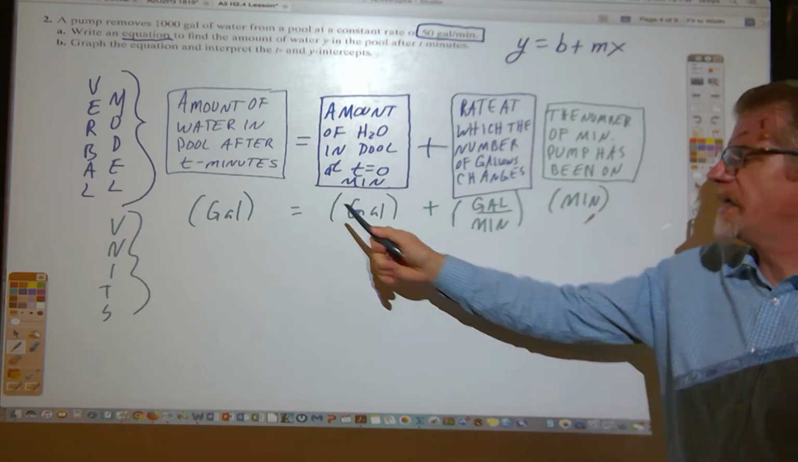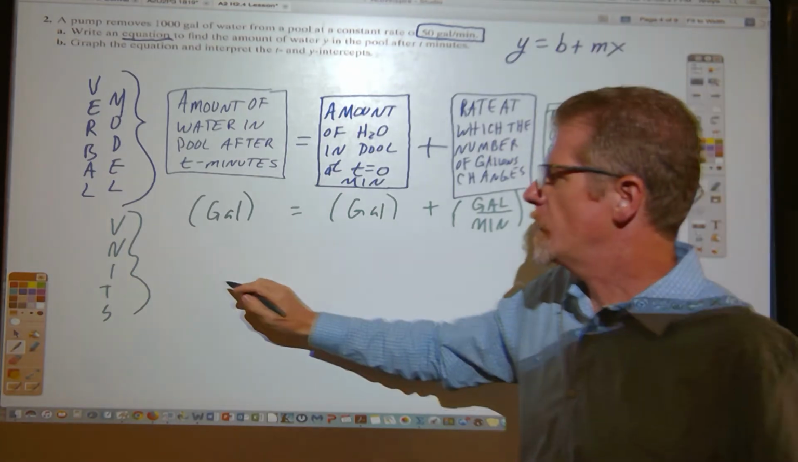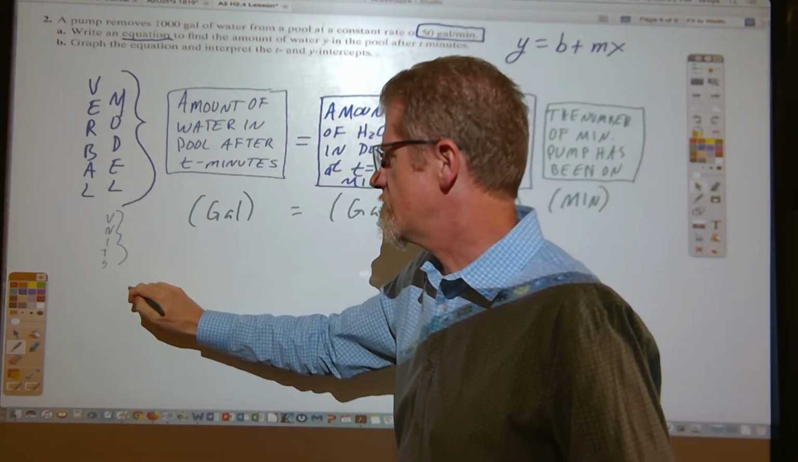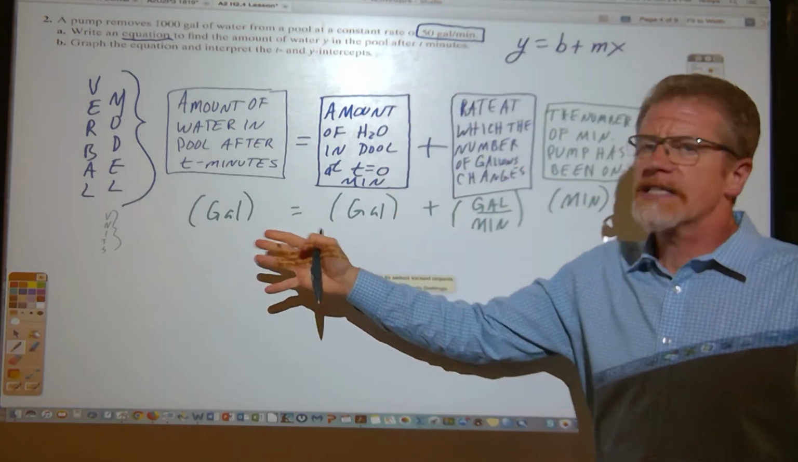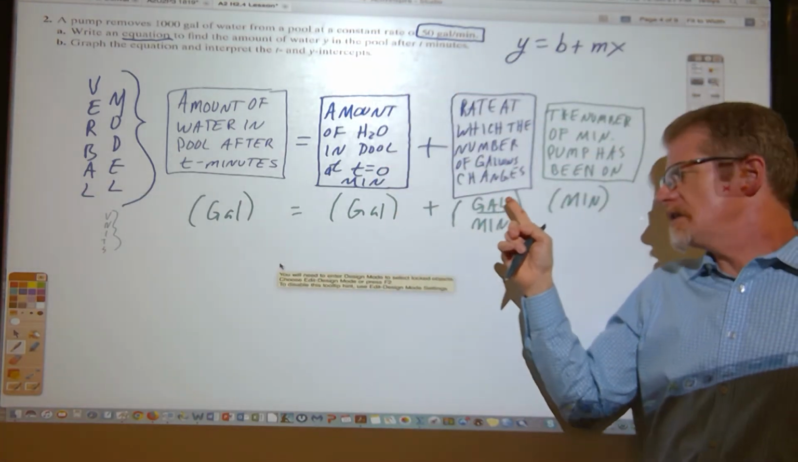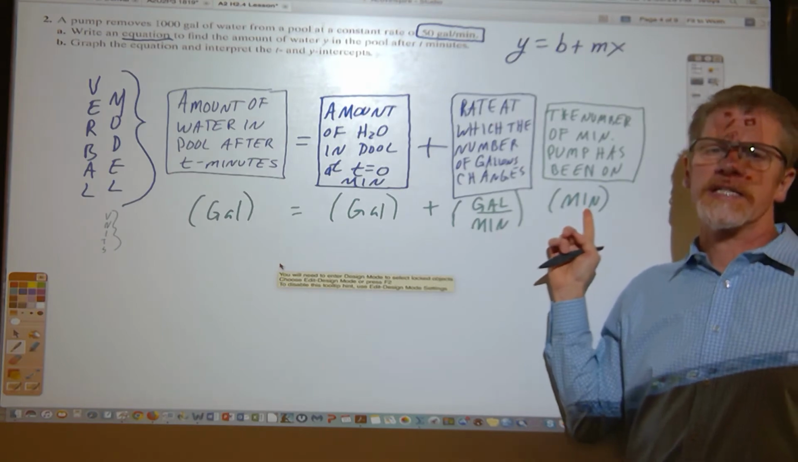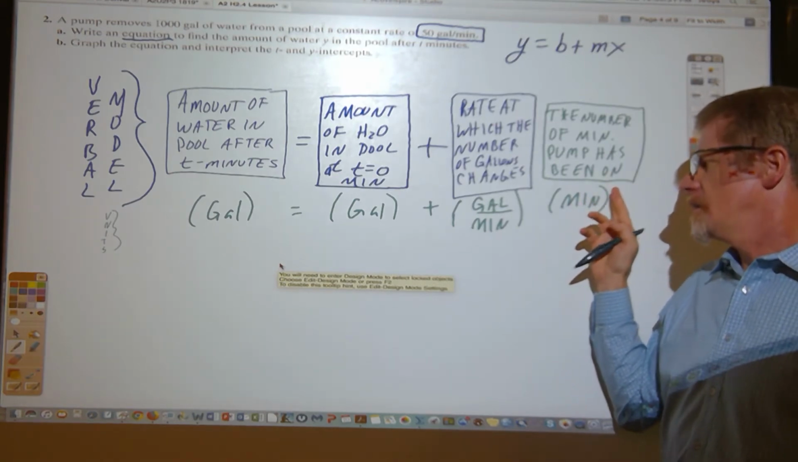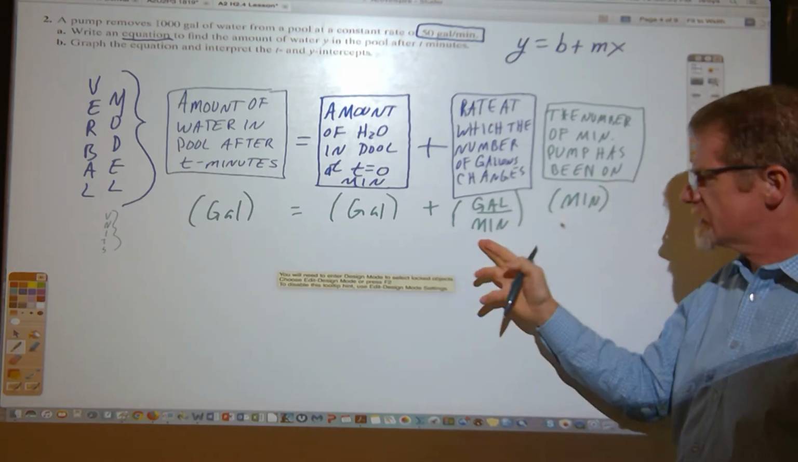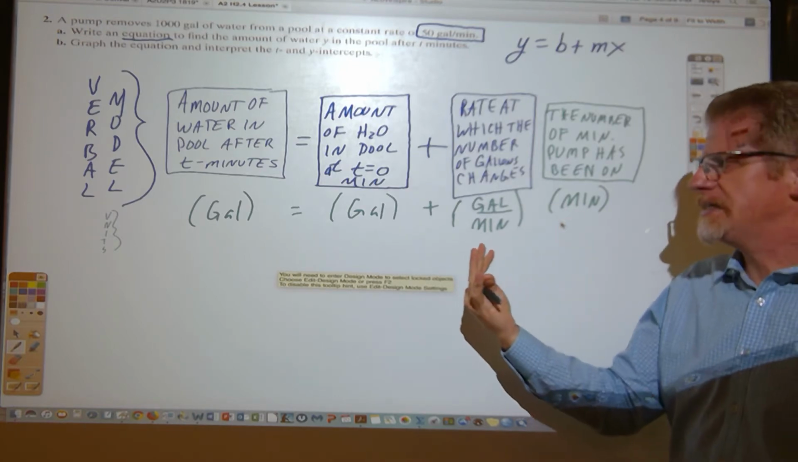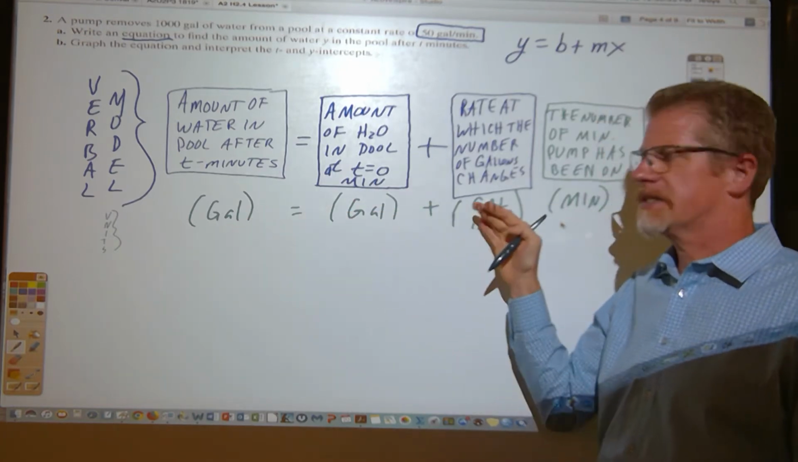The reason we're writing out the unit model, which doesn't take very much, I'm going to shrink this down, is to see if it makes sense. You see, if you take gallons per minute times the number of minutes, this is like minutes over 1, the minutes cancel. So you end up with this idea of gallons equals gallons plus gallons, which makes sense.